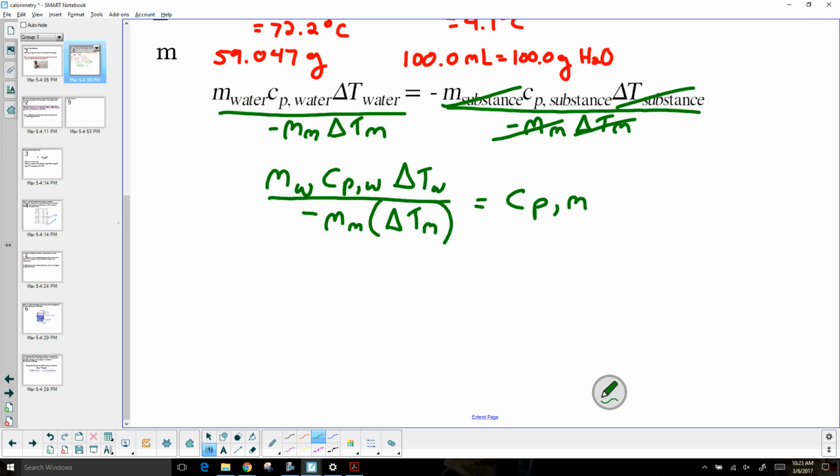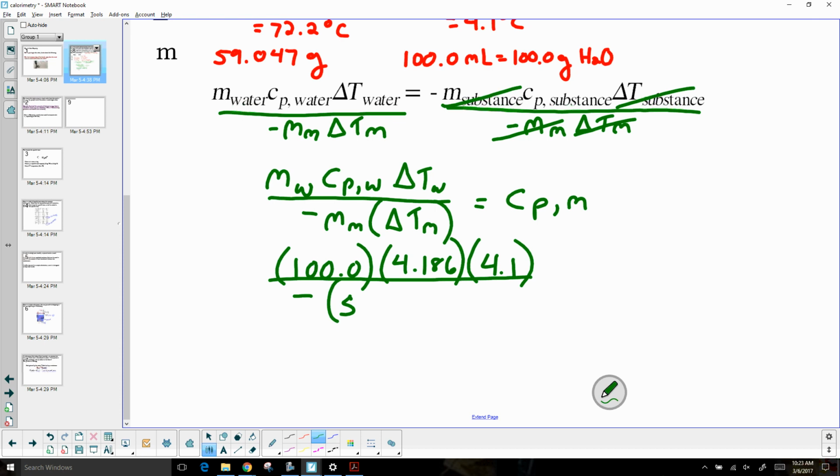So my mass of my water was 100. Specific heat of water is 4.186. The temperature of my water should have increased, and it went up by 4.1 degrees Celsius. All divided by negative mass of my metal, 59.047, and change in temperature of my metal. And I'm going to make this negative because the temperature actually went down. When I put the hot metal into the cold water, my final temperature should have been less than my initial temperature. So this is going to be a negative amount since my temperature actually decreased.